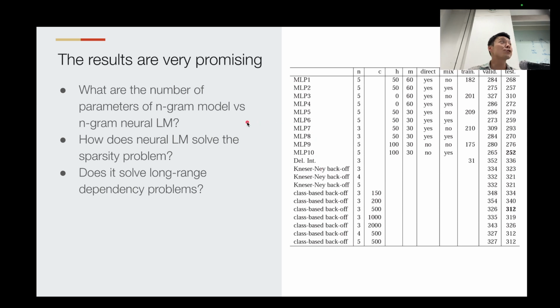The results are actually great, from 2003. These are all the parameters that they look at. On this column, n is the n-gram order, how many words you look back, so that you can compare with Kneser-Ney back-off. That's the n-gram LM that we learned before. H is the size of the hidden layer, so it's 50. And M, I believe, is the size of the embedding, so 60, so small. In 2003, we didn't have much computing power.